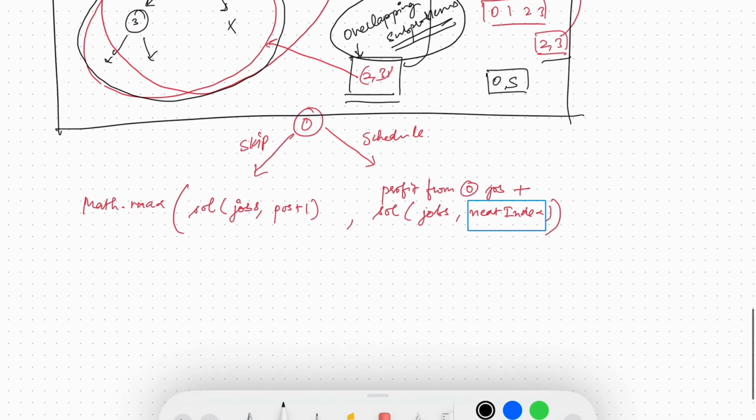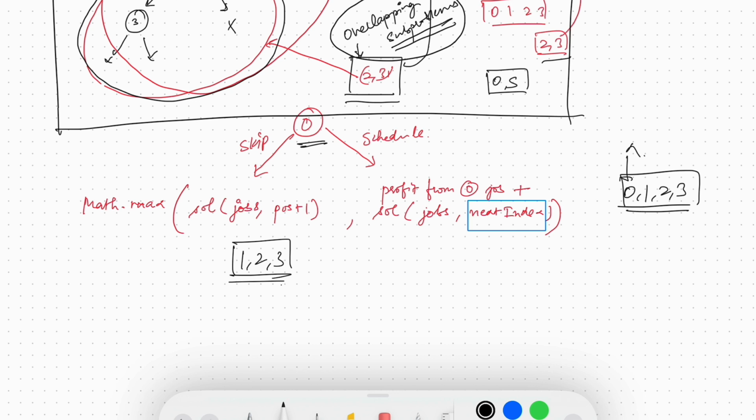Okay, so what is going to be the formula? Let's say we have the 0th job, and we are skipping the 0 job. If we skip the 0 job, its profit is not going to be added to our answer. So we had 0, 1, 2, 3, 4 jobs. If we are going to skip the 0th job, we need to find the answer from 1, 2, 3. Okay, the answer of 1 to 3 jobs.